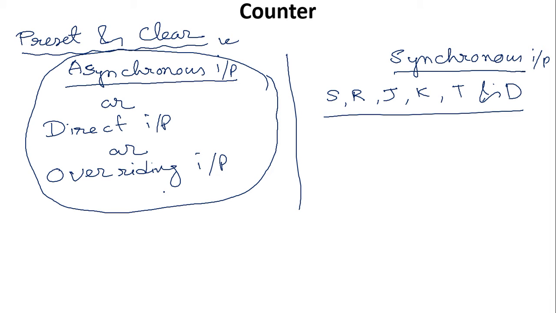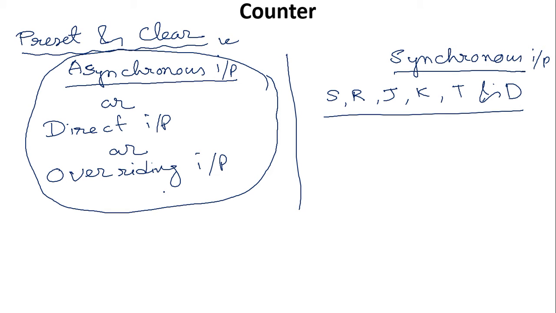First thing is why we study this preset and clear, and how it acts on the flip-flop. This is also important because without preset and clear, in some cases we can't construct counters and registers. We can't construct the combinational circuit of these counters and registers without this preset and clear, that is a direct input or overriding input. Overriding input basically overrides the decisions of the flip-flop.